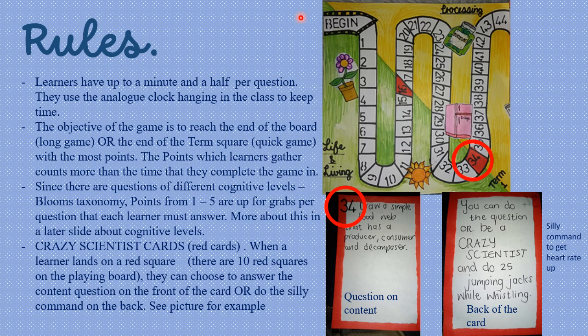Learners that land on the red blocks on the playing board can either answer the question that's on the front of the corresponding question card, or they can turn it around and do a crazy, silly thing that's written on the back. For example, here it says you can do the question or be a crazy scientist and do 25 jumping jacks while whistling. This is only for the red blocks.